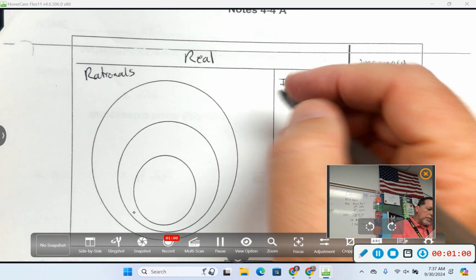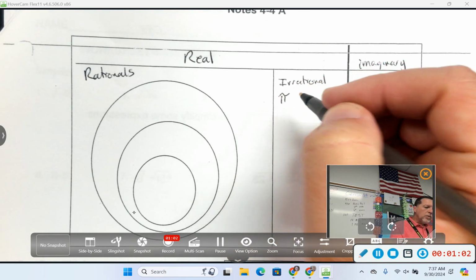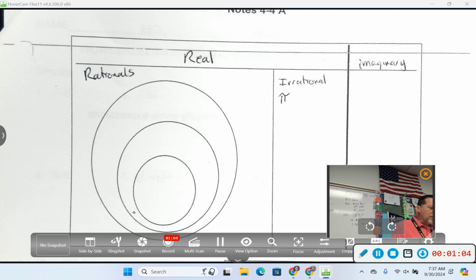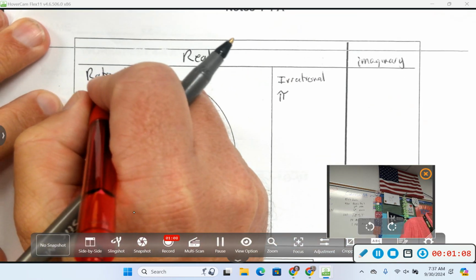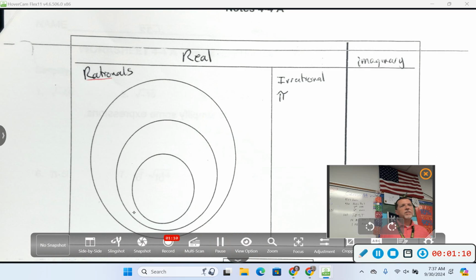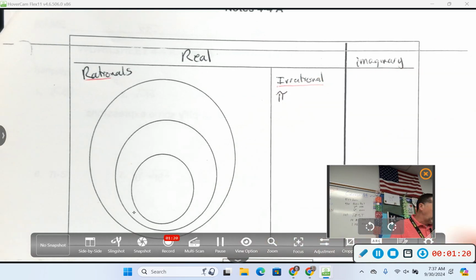Pi. Pi would be irrational. Irrational would be anything that can't be written as a ratio. It'd almost be better if we pronounced these as "ratio-nals." That sounds funny, but that's what rational numbers are: anything that can be written as a ratio. And irrational would be anything that can't be written as a ratio of integers.